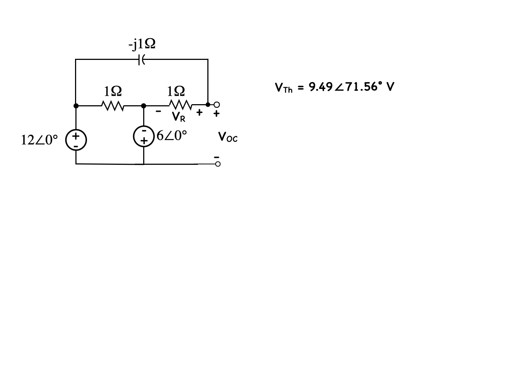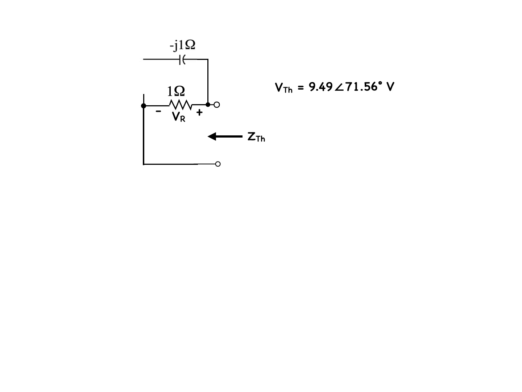The Thevenin equivalent impedance is obtained by looking into the open circuit terminals with all sources replaced. In this case, we replace the voltage source with short circuits. Note that the 1 ohm resistor on the left is shorted, hence we can simplify the circuit like this to make it easier to analyze. ZTH then is equal to the 1 ohm resistor in parallel with the 1 ohm capacitor, which gives us minus j all over the quantity 1 minus j ohms.